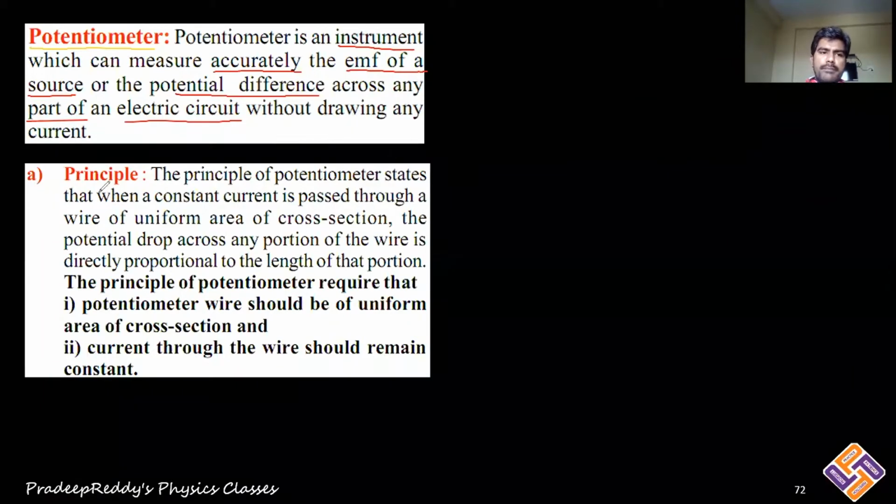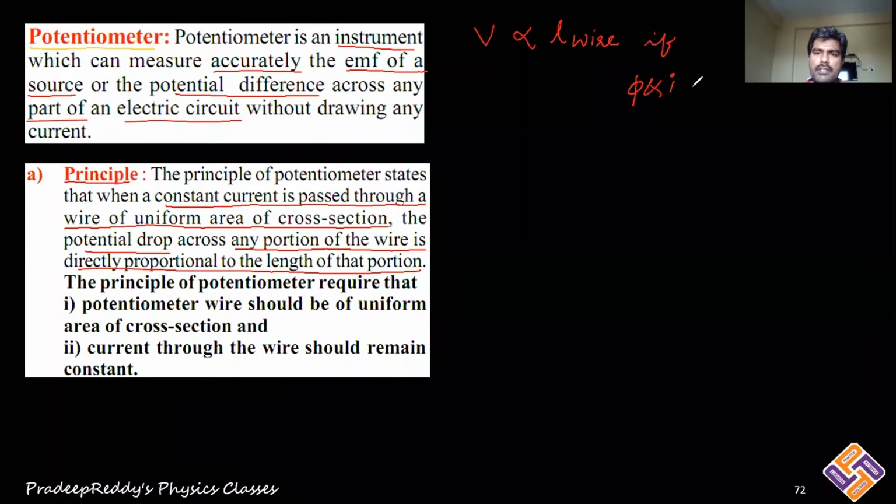And the principle of the potentiometer is, when a constant current is passing through a wire of uniform area of cross section, the potential drop across any portion of the wire is directly proportional to the length of that particular wire. So you can simply write, the potential dropped across that wire is directly proportional to the length of the wire, if phi and I are constants.